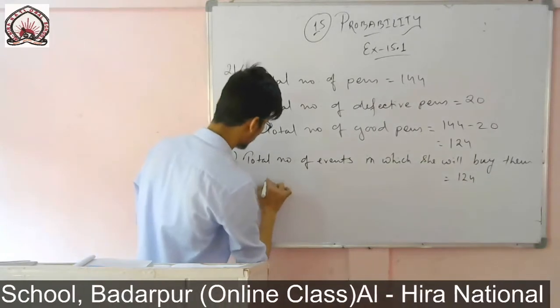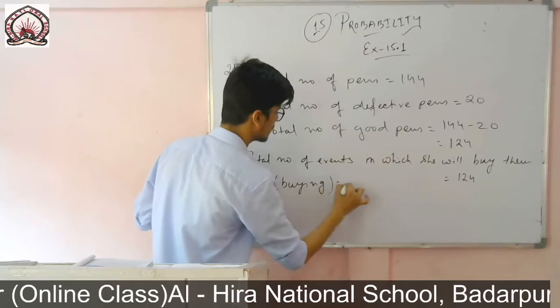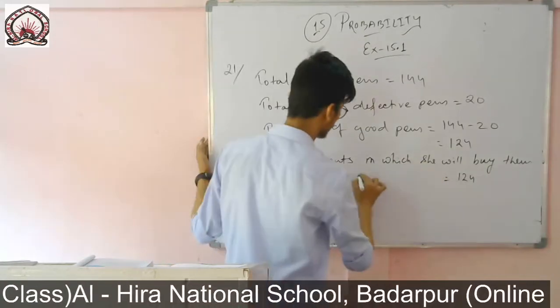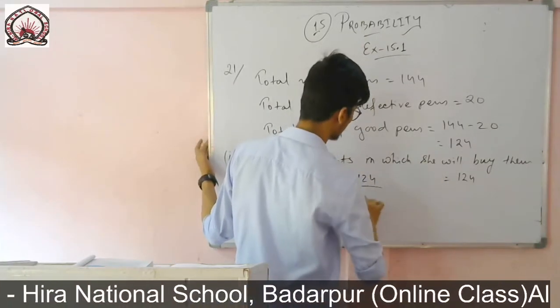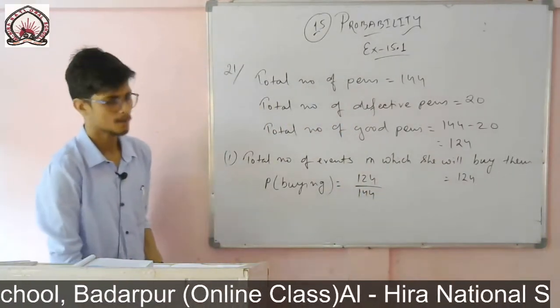So the probability of buying will be equal to the favorable outcome divided by the total possible outcome.